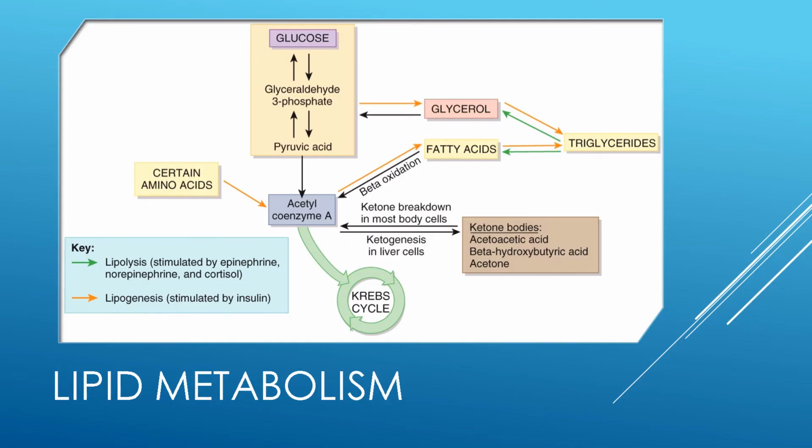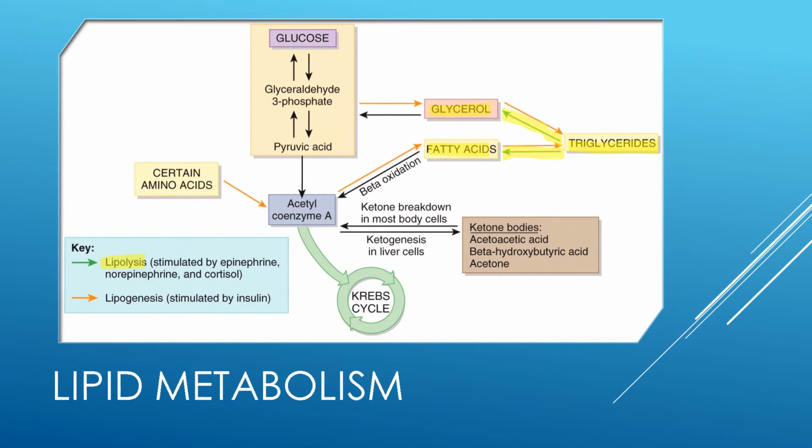Now here are the pathways of lipid metabolism. So you can see that triglycerides here must first be split into glycerol and fatty acids, the process being lipolysis, as the green arrows. So we can see that breaking up triglycerides into glycerol and fatty acids is going to be these green arrows here denoting lipolysis.